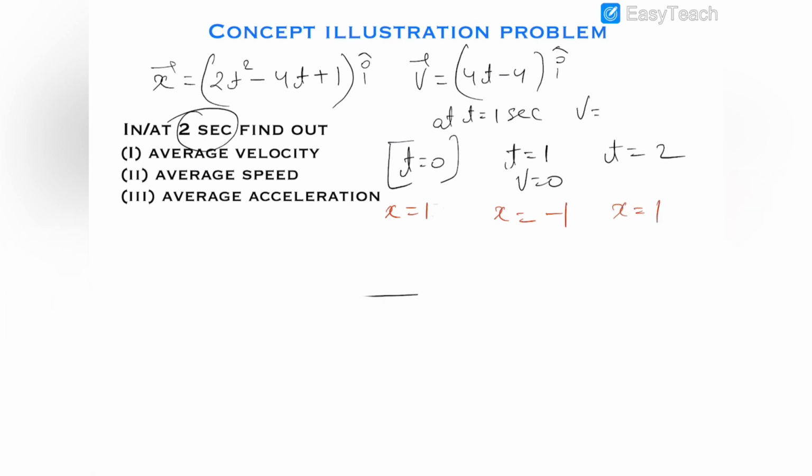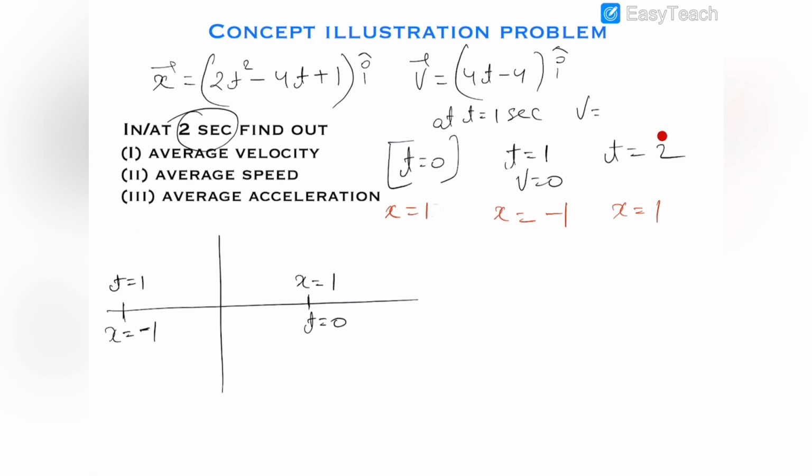So you can see that this particle is moving such that at t equal to 0, it was at x equal to 1. Then at t equal to 1 second, it was at x equal to minus 1. And then at t equal to 2 seconds, it is again at x equal to 1. So its motion is such that it moves in the backward direction first, then makes a U-turn, and then again moves in the forward direction.